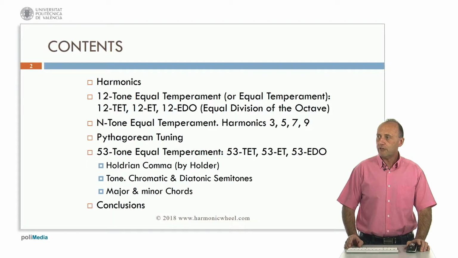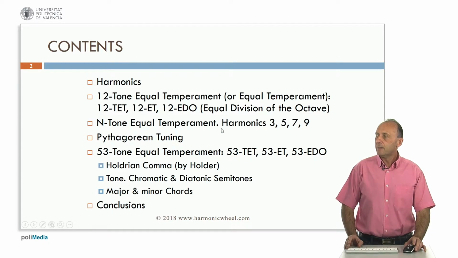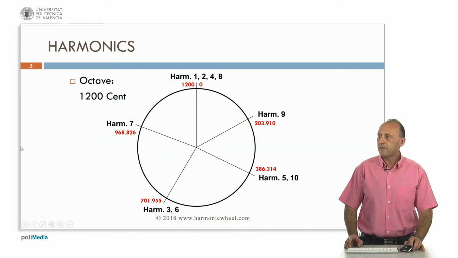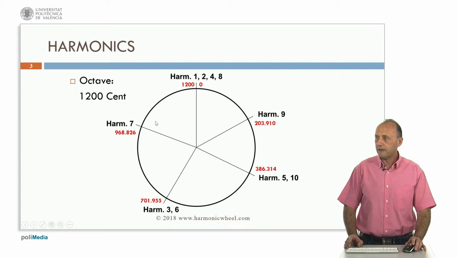Now I'm going to explain the equal temperament with n notes. We will review the harmonics, the 12-tone equal temperament, and then we will study the equal temperament with n notes and how they match the first harmonics 3, 5, 7, 9. Then we will consider the Pythagorean tuning and the 53-tone equal temperament with the Holdrian comma by Holder, and the tone, the chromatic and diatonic semitones, and major and minor chords. Finally, some conclusions.